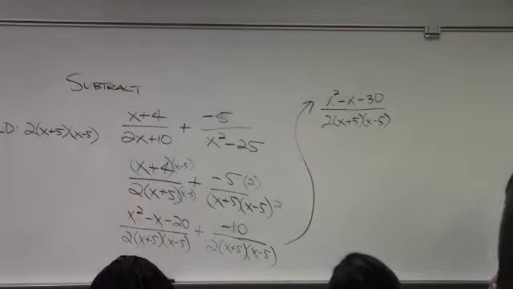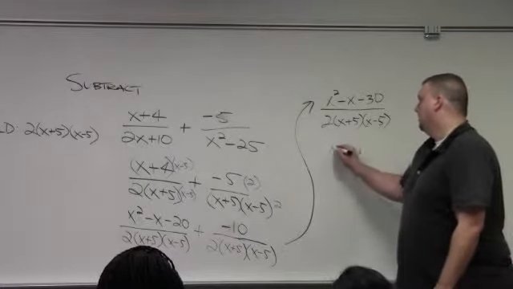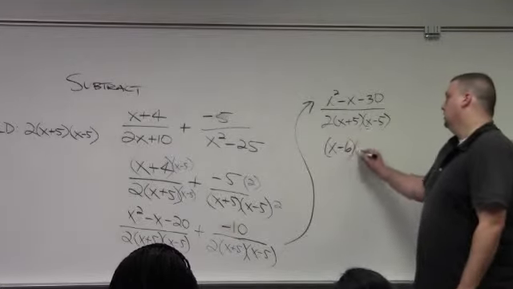And then what do I need to do to see if I need to go any further? Factor it out. Right, so I have an x minus 6, x plus 5. Correct?